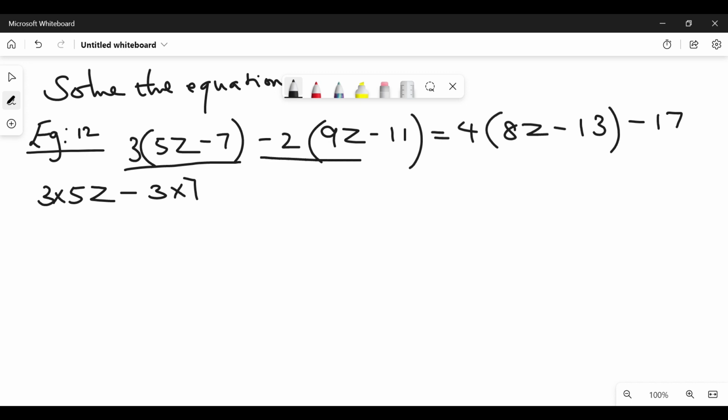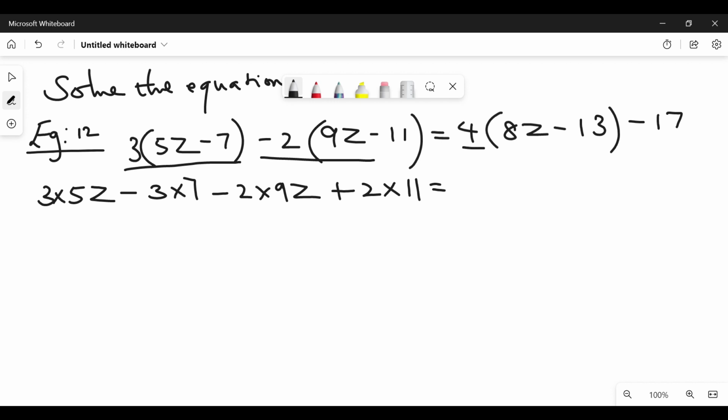Then go to this one. This means minus 2 times 9z. Then this is minus, this is minus. Minus into minus is plus. Multiply this 2 by 11. 2 times 11. So we are done with the left hand side.